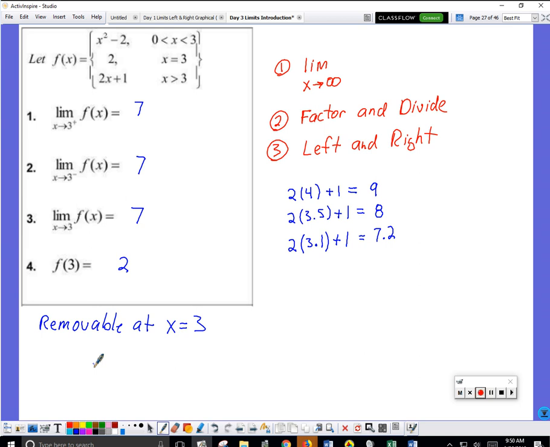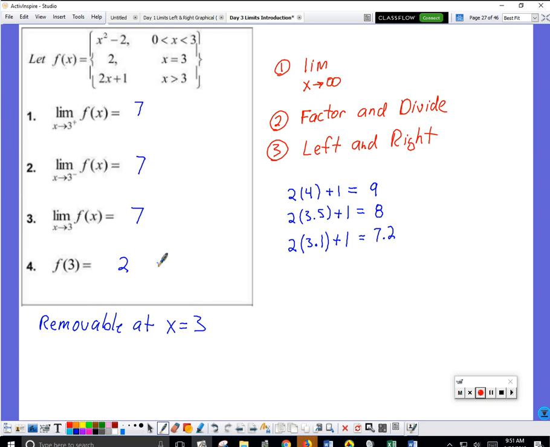Do we need to restate anything? So if number 1 and 2 were both 7 and number 4 was 7, it would not be removable, right? Correct. If 1, 2, and 4 are all the same, the function is continuous. 1 and 2 different, jump discontinuity. 1 and 2 the same, but different than 4, removable discontinuity.